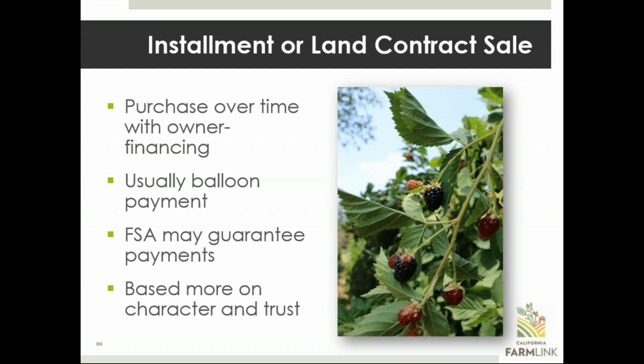So know that that can be where things go very wrong for a farmer, because farming is a risky business and you don't know where you will financially be by the time that balloon payment comes about. So just make sure that you're really working with a financial professional to help you plan for these payments and the balloon payment. FSA may be able to guarantee payments. That is to the landholder. So if an installment sale is set up, the landholder would work with FSA to guarantee your payments. But note that that program is not currently available in California.